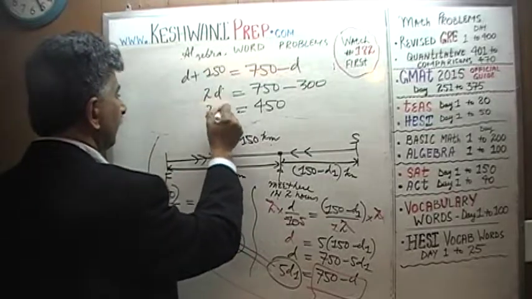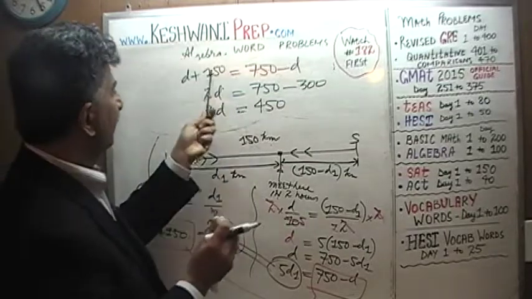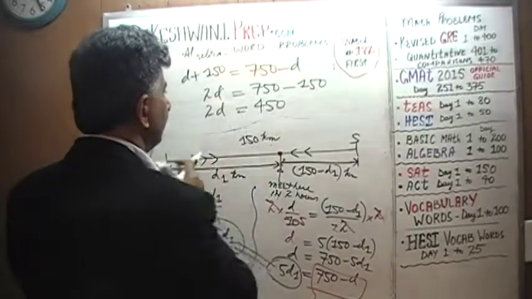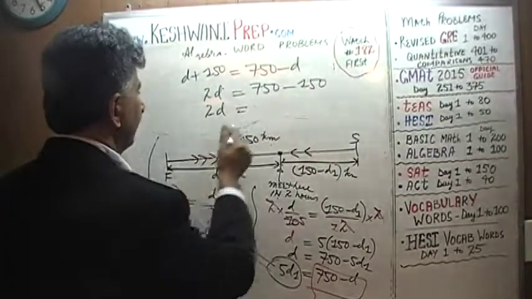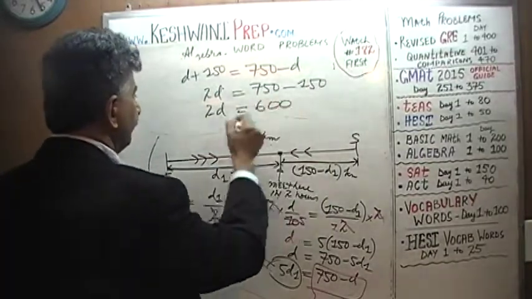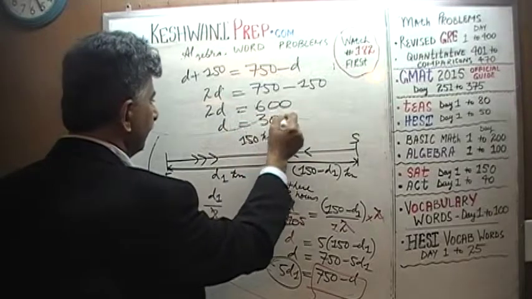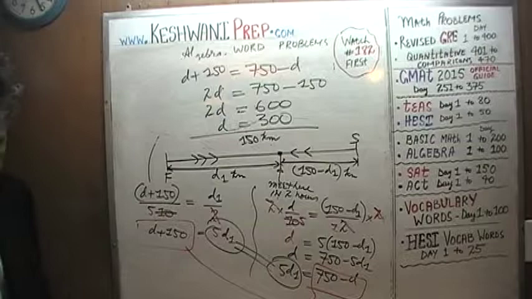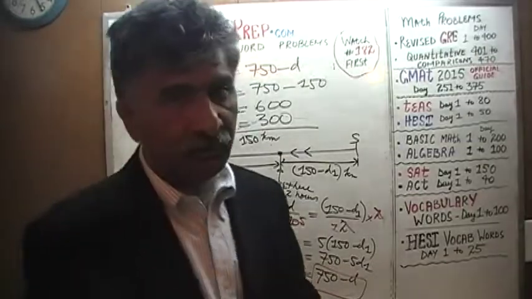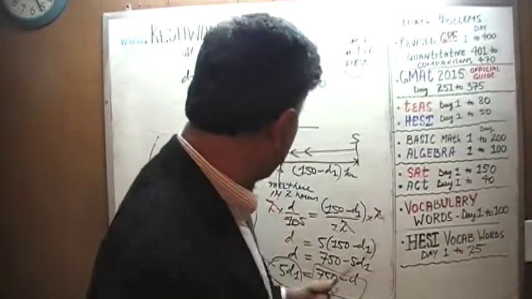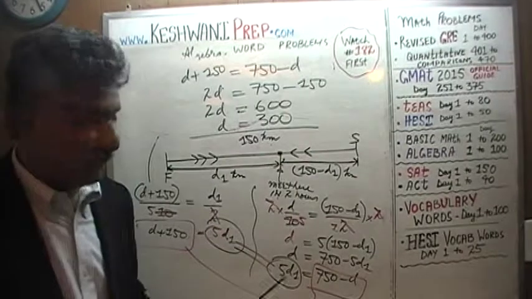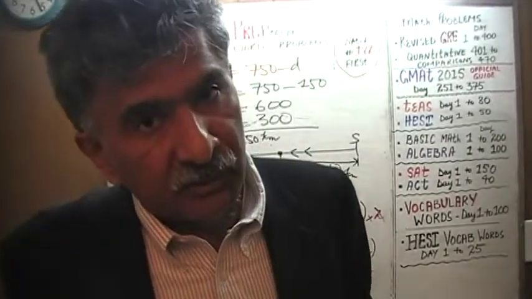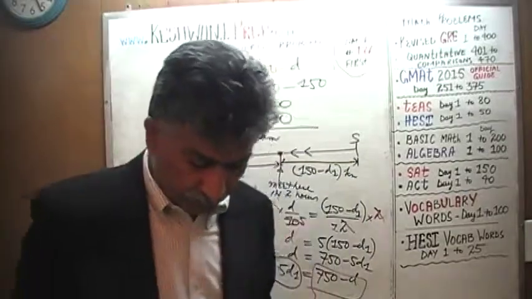2Ds equals 750 minus 150, which is 600, which means D is 300. And the question was, what is D? Obviously, D was our own creation. D is something that we created in our setup. That wasn't the question. The question was, what are their respective speeds? So now we can figure out the speeds, shall we?